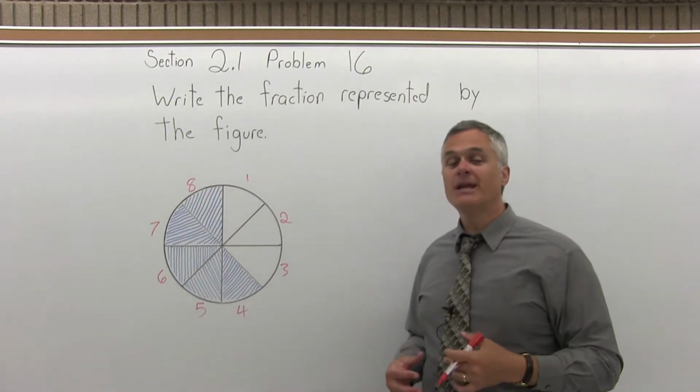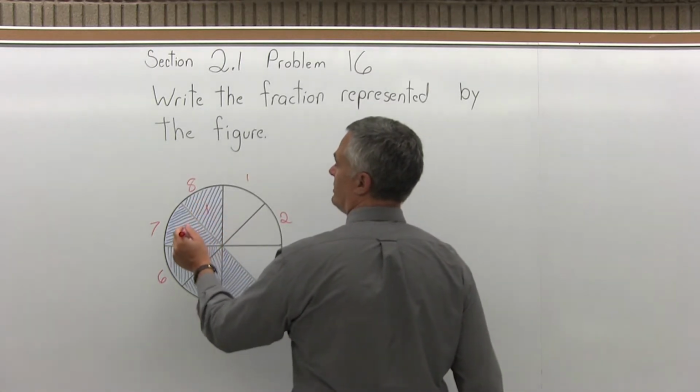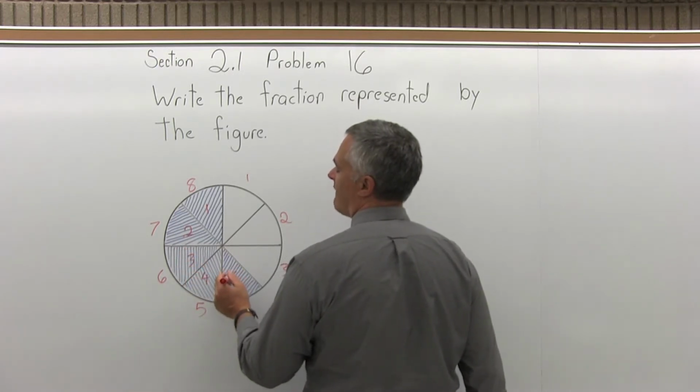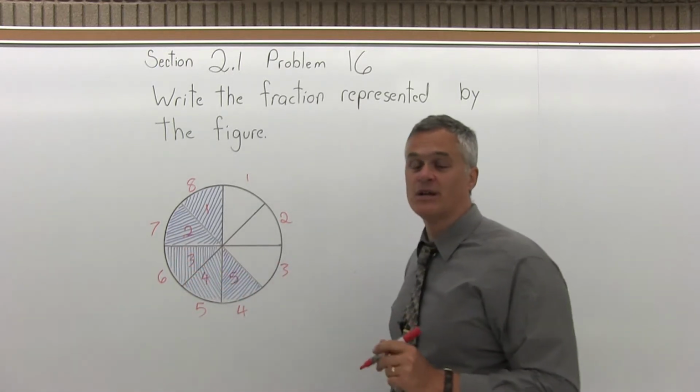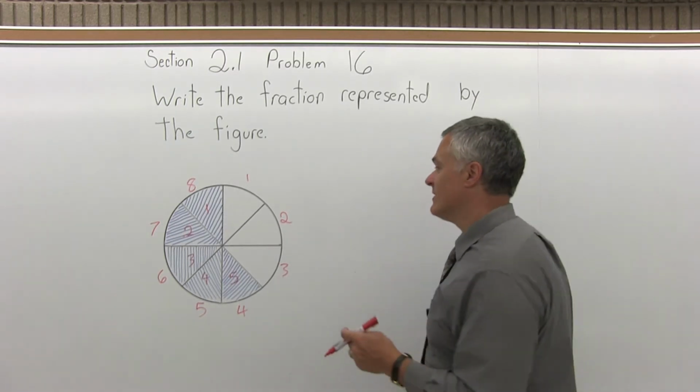Now, how many of those 8 parts are shaded? Well, we have 1, 2, 3, 4, 5 of the 8 parts are shaded. So we have something split into 8 parts, and we get 5 of them.